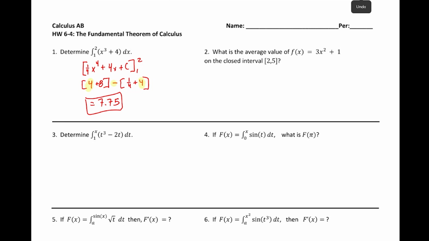Number 2, what is the average value, and that's something we went over in the last lesson, not this lesson, of this function on the closed interval 2 to 5. So the average value is computed by first finding the integral of that function from 2 to 5, and then taking that integral and dividing it by the length of the interval. So in this case, over 5 minus 2. So this is our setup. I'm just going to call it f average for the average of f.